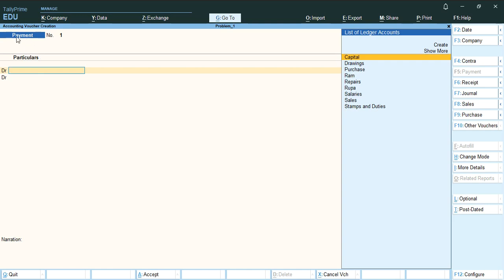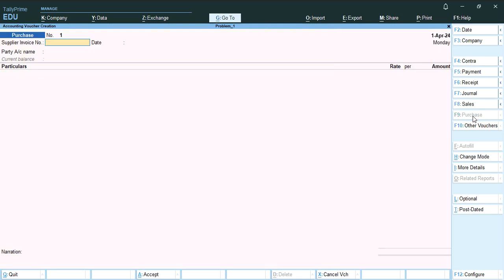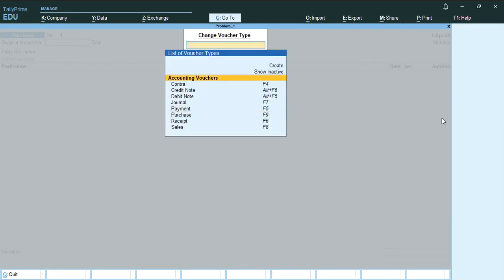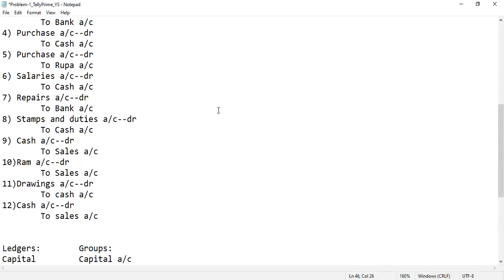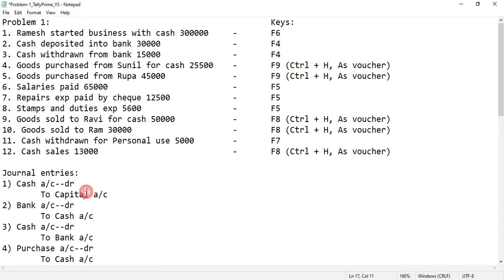This is the payment voucher. On the left side above you can see the voucher type, and on the right side you can see all the keys: order, payment, receipt, journal, sale, purchase, other purchase. So like that. Our very first thing, here I have given the entry. Here are the keys I have given you.